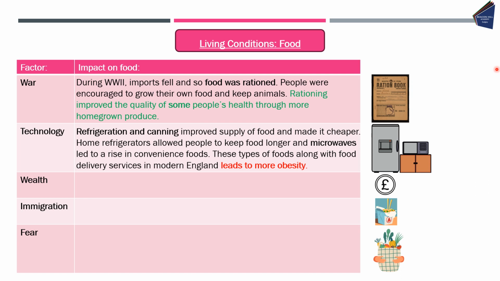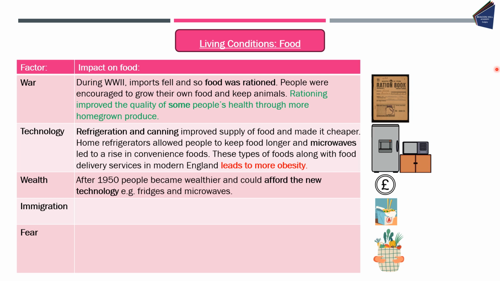In terms of wealth, after 1950, people became wealthier and could afford the new technology available to them, such as the fridges and the microwaves, which again affects the food that people eat. We also had an increase in credit that is available in the second half of the 20th century, and this also enables people to buy the technology that is going to change the way that they eat without paying for it with cash up front, which means that more people will have access to this technology and to new types of food.